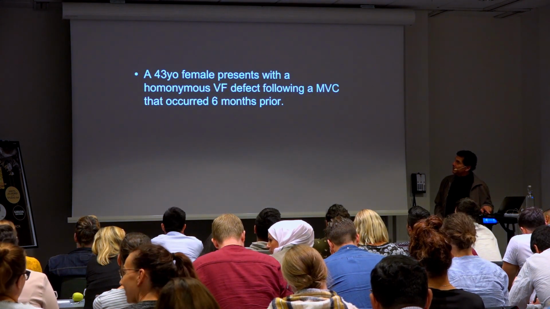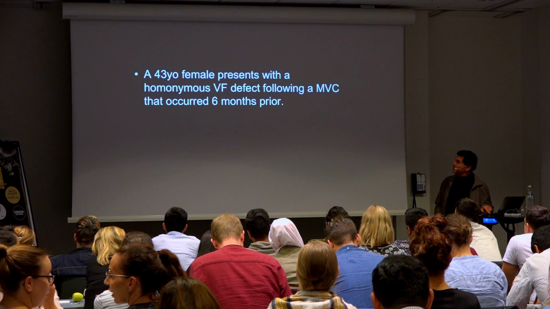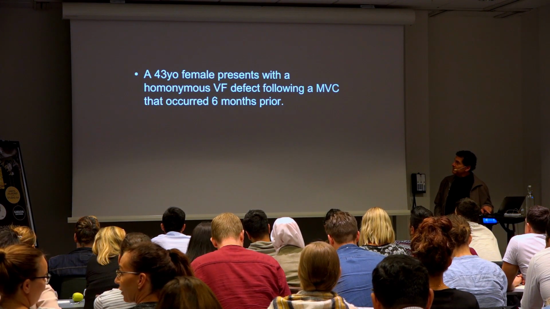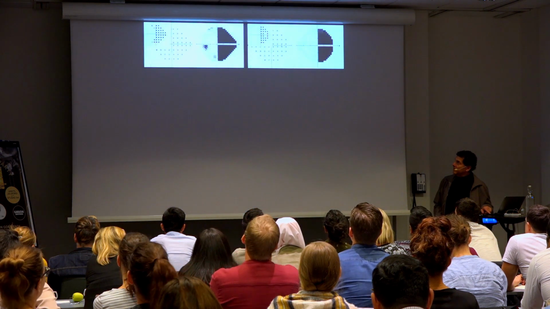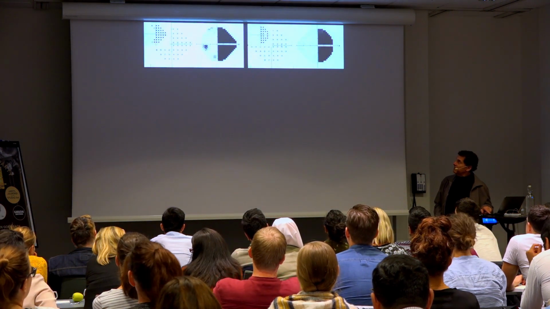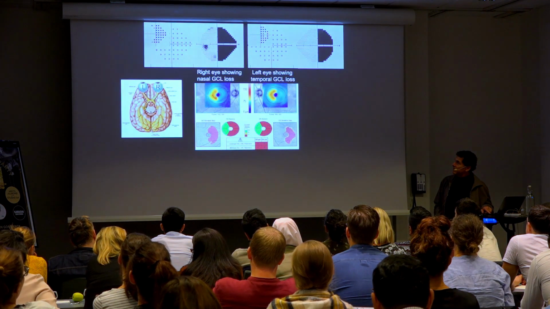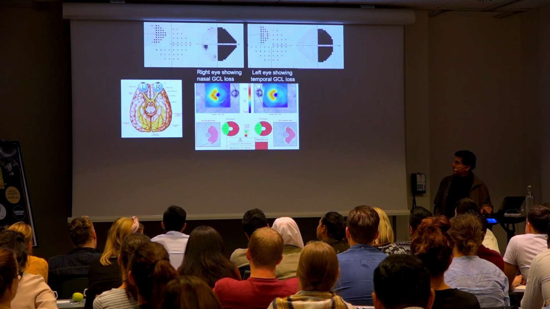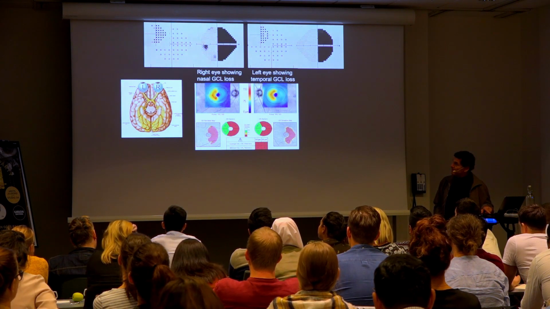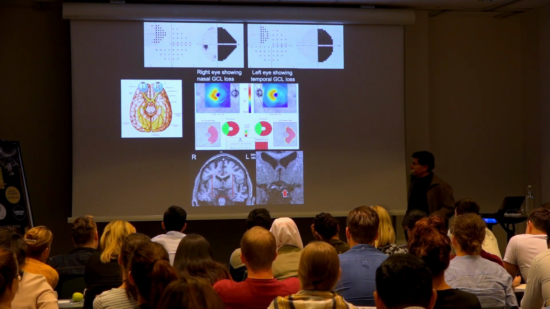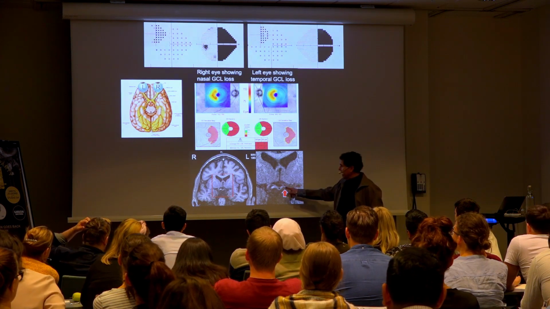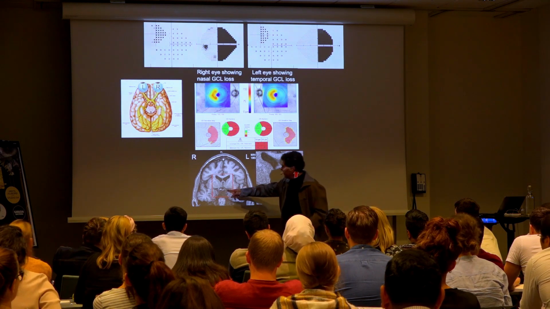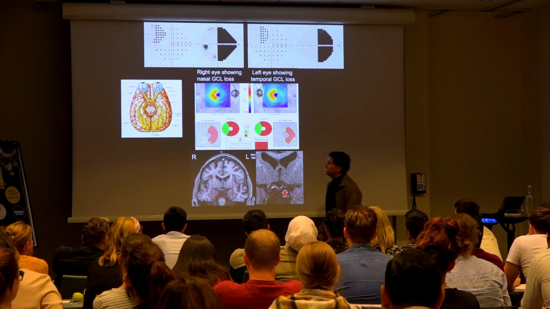All right, here's a 43-year-old that presents with a homonymous visual field defect following a motor vehicle accident that occurred 6 months ago. And obviously she has a dense, complete homonymous defect. And there's the ganglion cell layer. So that's obvious, right? And if you look at the coronal sections, you'll see that the optic tract on that side, so this is just posterior to the chiasm, a blow-up of this area, is a thinned optic tract.